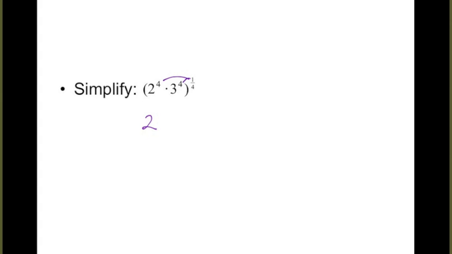So I'm going to have 2 to the 4 times 1/4 and 3 to the 4 times 1/4. Now you wouldn't have to write this step when you're doing your work, but just to show and emphasize what we're doing here, I'm going to write that out. What is 4 times 1/4? 1. 1/4 of 4 is 1. So then I get 2 to the 1st times 3 to the 1st. Well, what is 2 to the 1st? 2, and 3 to the 1st is 3, so I get 6.